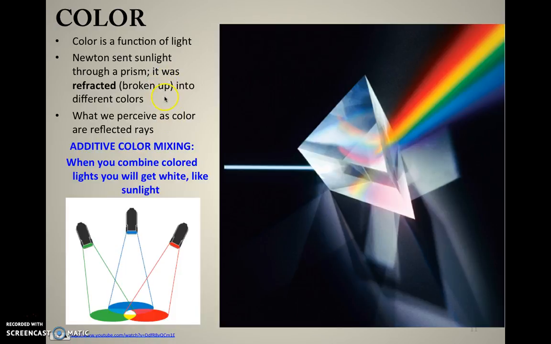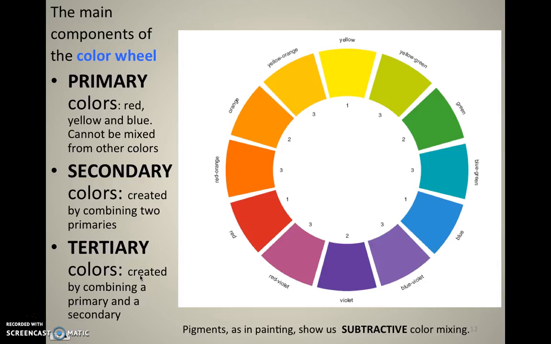Understand the basic components of color, that it is a function of light. Isaac Newton was a key figure in the history of understanding how color works. And there's two kinds of things to think about in terms of color. Additive mixing is when you combine light. So you end up combining the red, green, and blue. And with light, you will arrive at white, like sunlight.